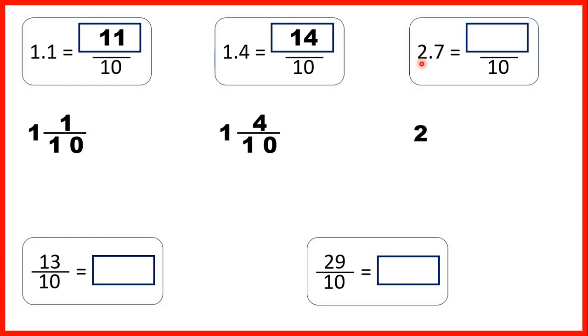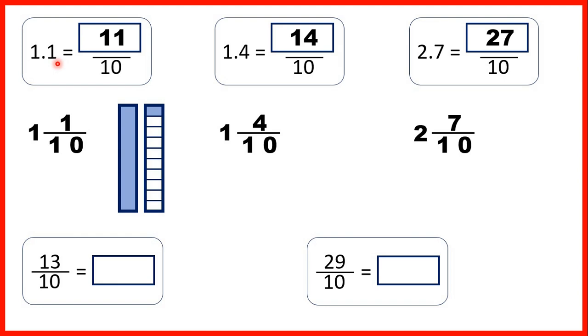2.7 means we have two wholes and 7/10, so altogether that's 27/10, because remember, each whole can be exchanged for 10/10, and if we have two wholes, that makes 20/10. Then, if we have another 7, that's 27/10 altogether. So, to show what we have, if we have 1.1, we have one whole and 1/10, but we can split our whole into 10/10, which means we have 11/10 altogether.